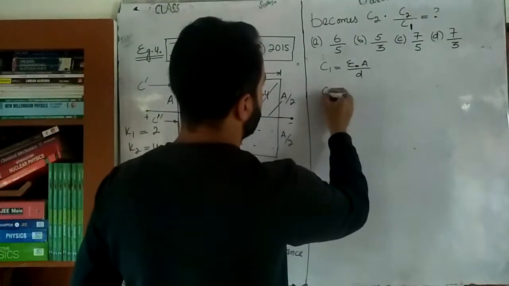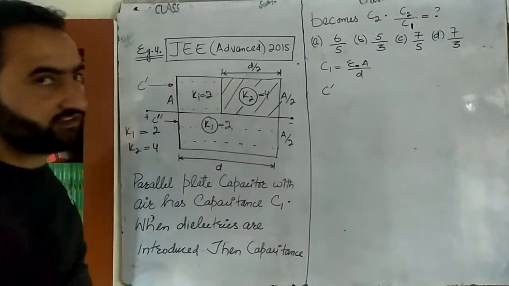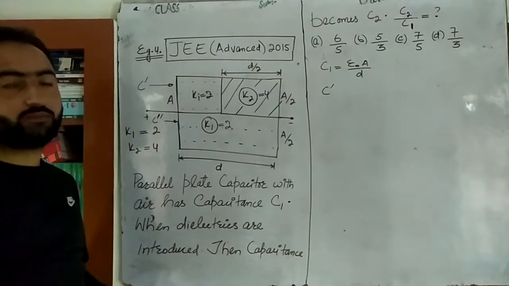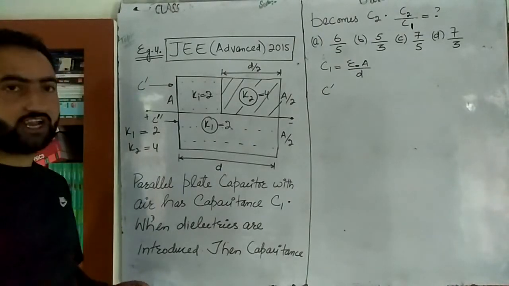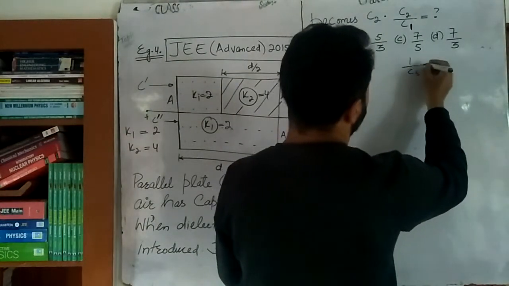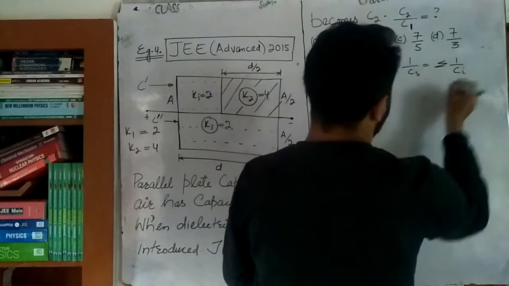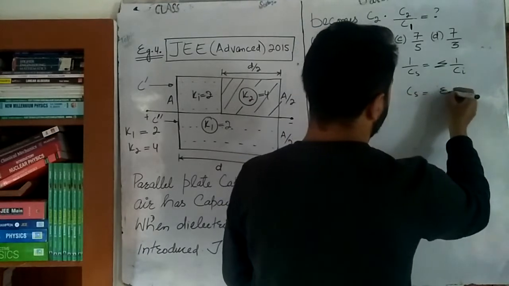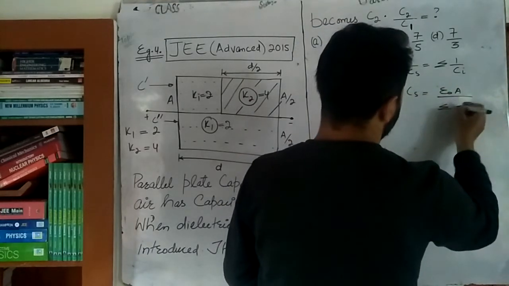Now for C dash, these two are in series. We have two different formulae to calculate the capacitance in series. One formula is like this: 1 by Cs is equal to the summation of 1 divided by Ci, and there's one more, that Cs is equal to epsilon naught A divided by the summation of Di by Ki.